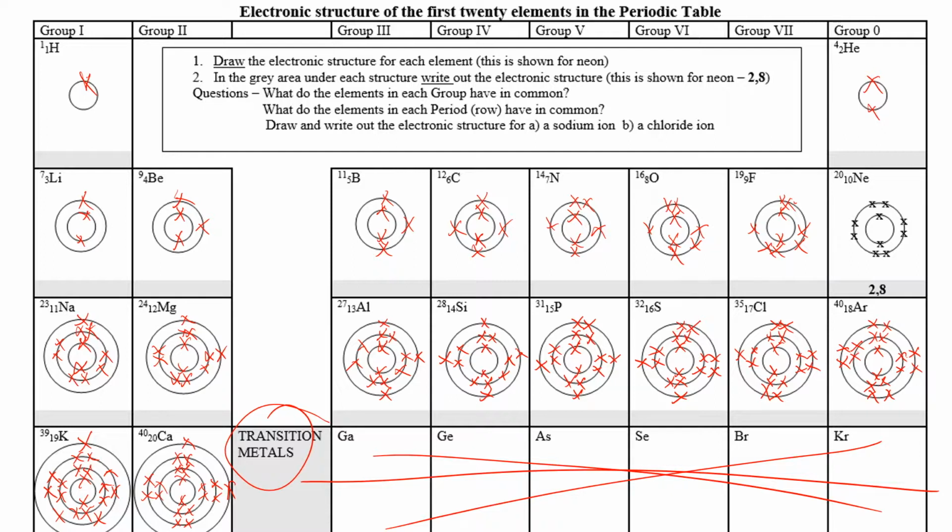Now, there were 3 questions for you to answer. First of all, what do you see in each group? What do you see as you're going down in these groups? What do you see that they have in common?